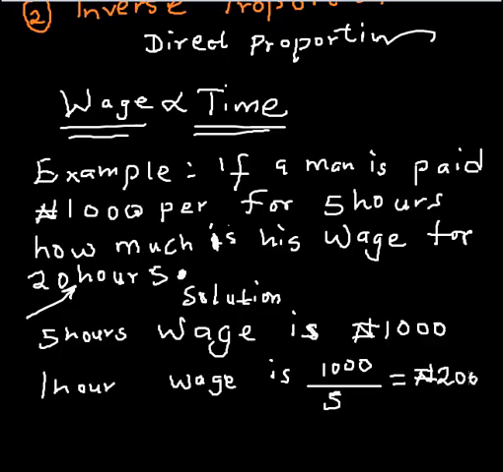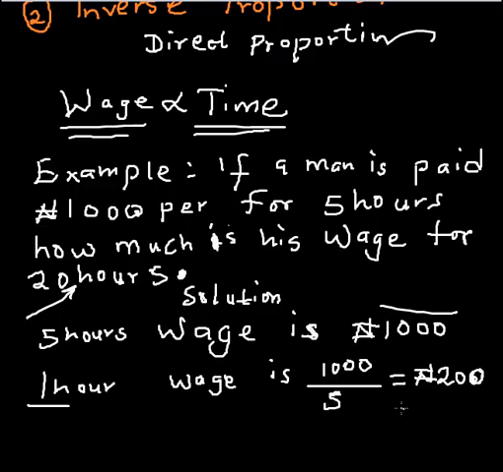So that is in proportion. You always get the rate for just one before you can get what you're looking for. After you state what was given, you get for one. That's how you solve proportion. Because for 5 hours this man earns 1,000 naira, then for 1 hour he would definitely earn 200, because I divide 1,000 by 5.